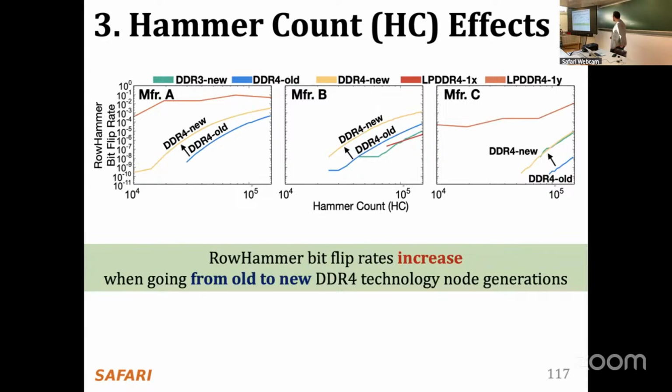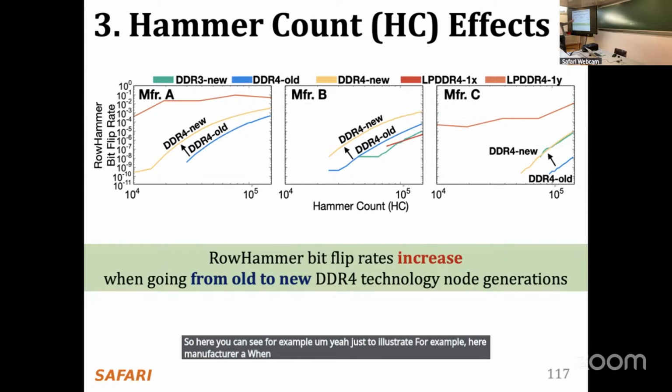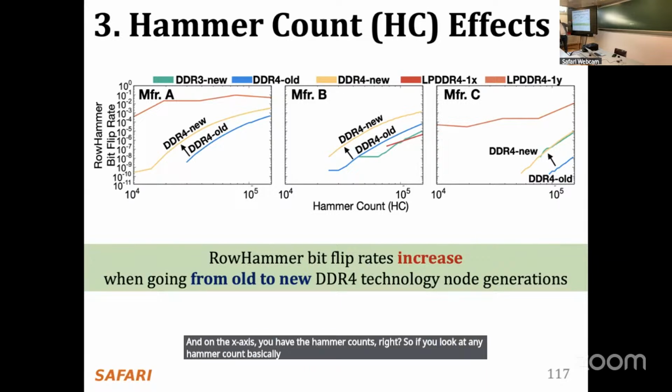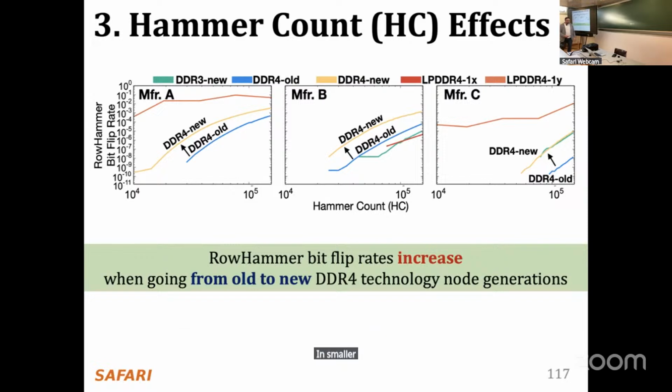So here you can see, just to illustrate, for example, manufacturer A. When you look at the DDR4 old chips, this is the bit error rate curve for DDR4 old, and this is for DDR4 new. And on the x-axis you have the hammer count, right? So if you look at any hammer count, you can see that more bit flips occur in newer ones, and bit flips occur at smaller hammer counts as well.